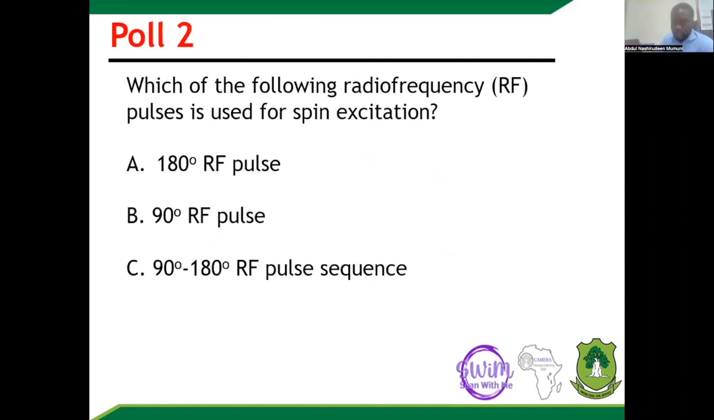Now, let me pause and again ask, which of the following radio frequency pulses is used for spin excitation? 180-degree, 90, or a sequence of 180 and 90? Any idea?